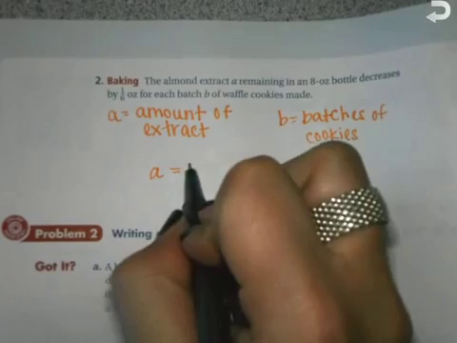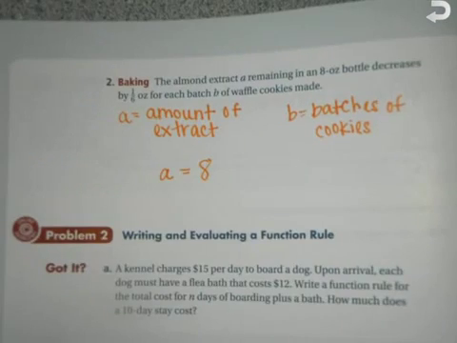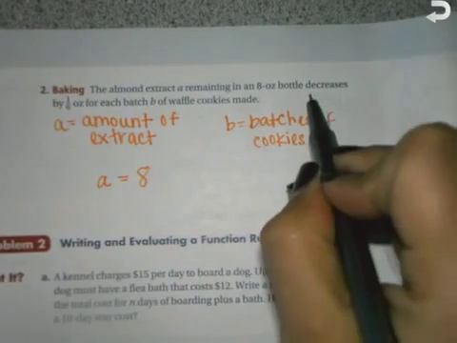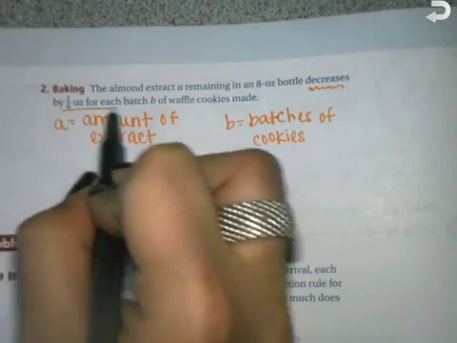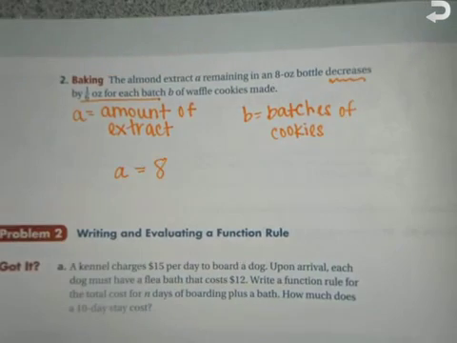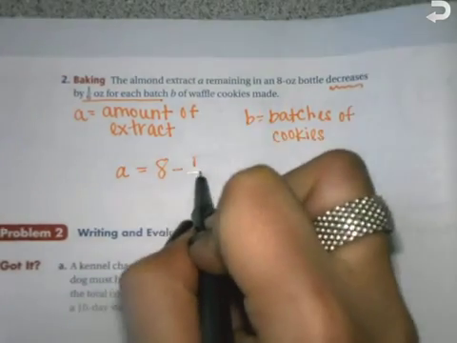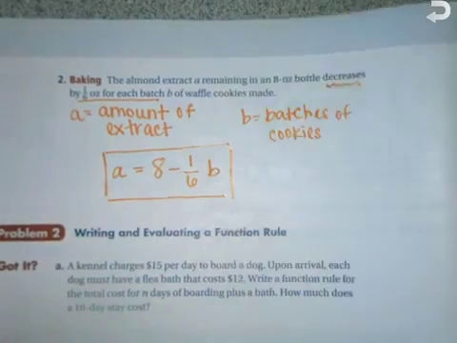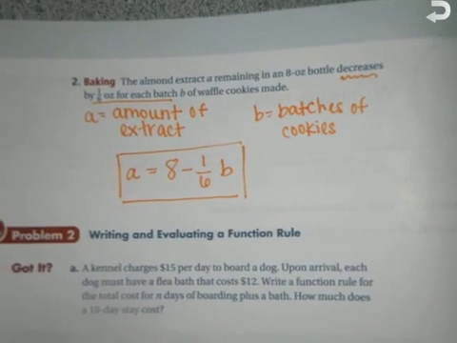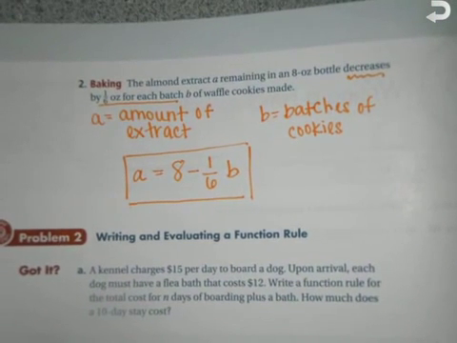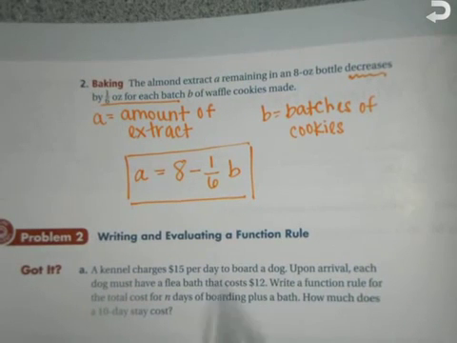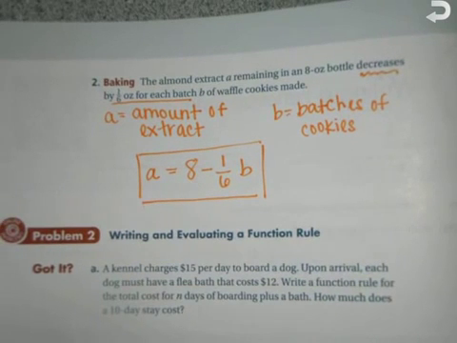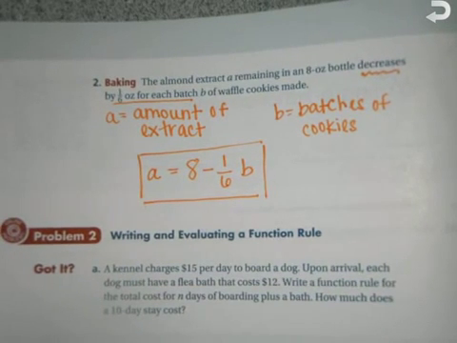8 ounces. So I have to put that in front, right? So that's like when my bottle is whole, it has 8 ounces in it. So then if I am decreasing by 1/6 ounces for each batch, what am I going to be doing? Minus 1/6 B. There is your equation. Okay? If you wrote A equals 1/6 B minus 8, is that the same thing? No, because the order matters here, and you have to start with how much extract you started with. Does that make sense? Okay. How many of you got both of these right? Easy so far, right?